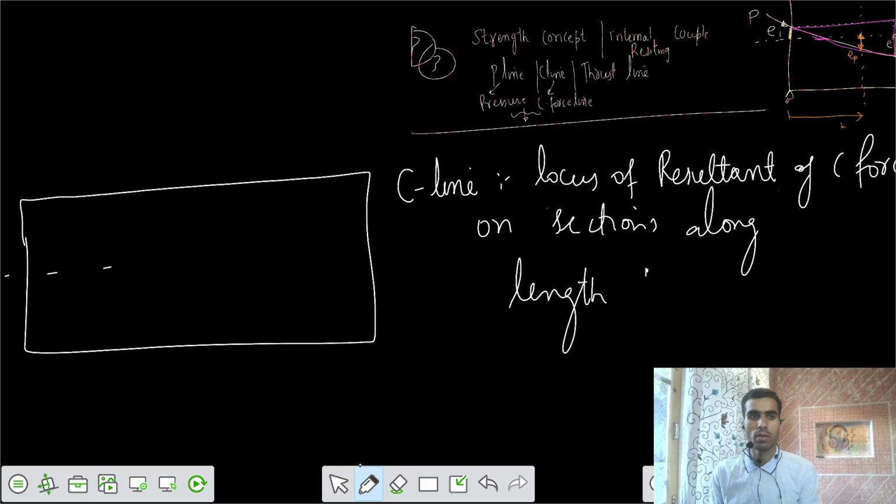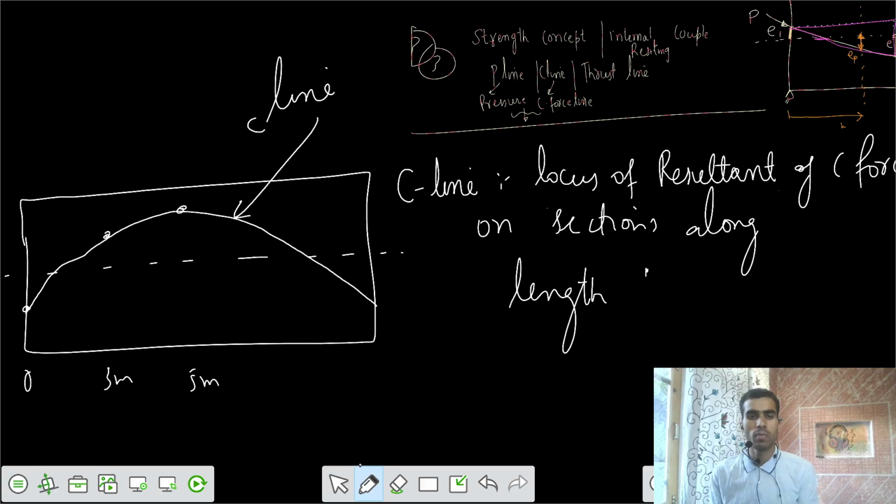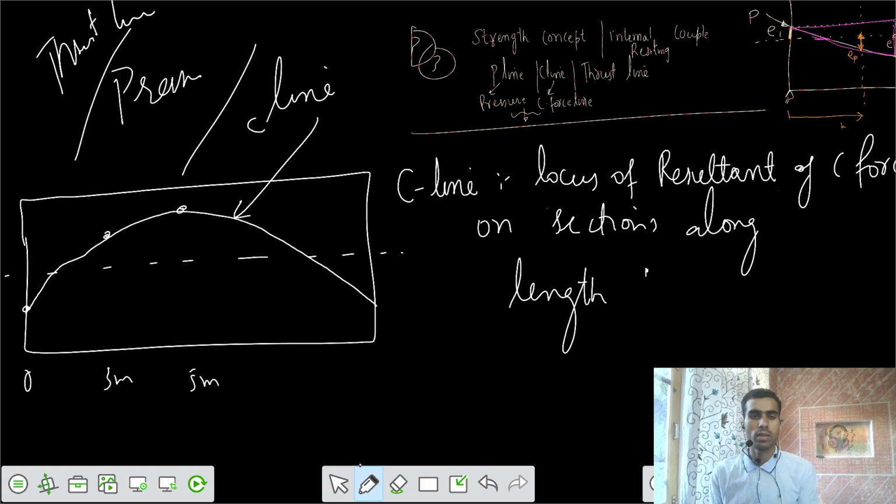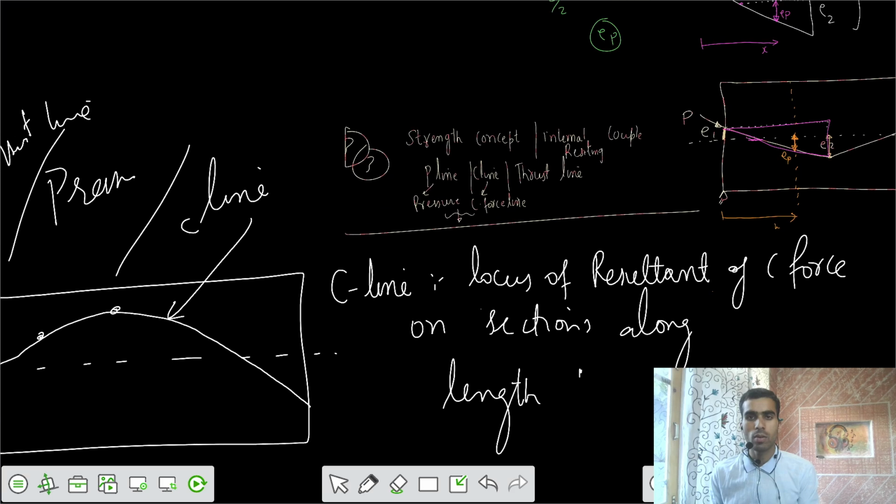Some sort of line was formed when we took those sections at 0 meter, 3 meter, and midspan. Our values were somewhere here, here, and here, so that curve was formed. That locus we joined, and we said this is your C line. We can also call it the pressure line or the thrust line. And we said that there is a concept of internal couple also there.